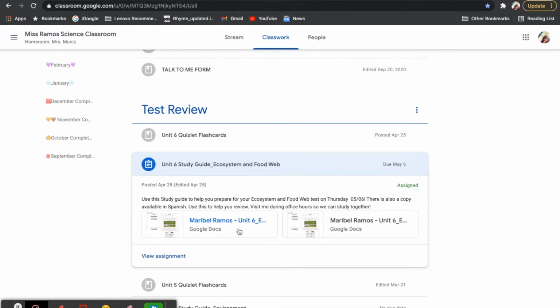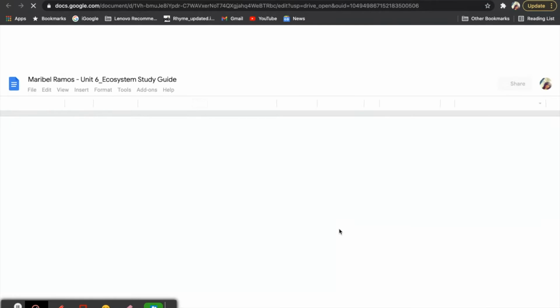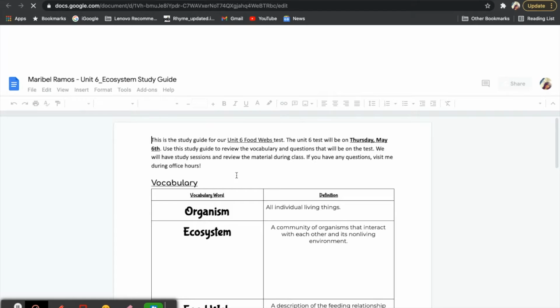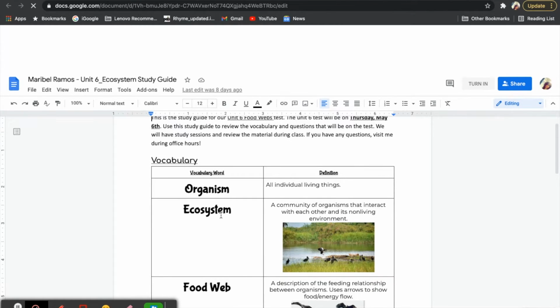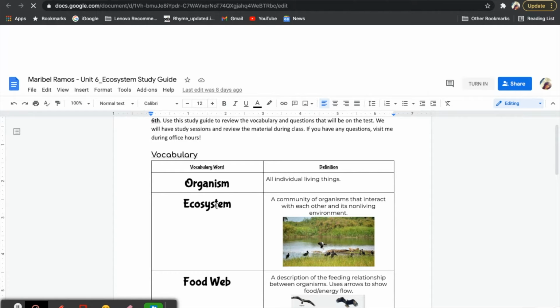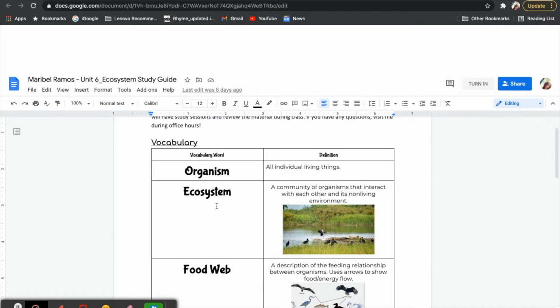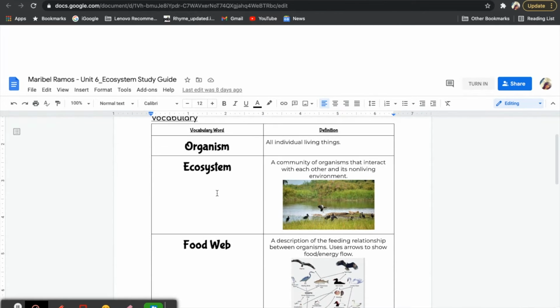There's a version available in Spanish and a version available in English. Let's look at the English version now. So this is the study guide for our Unit 6 Food Webs test. The test will be this Thursday, May 6th. Your job is to review these words so that you know what each of them are once you see them on the test. Let's start out by reviewing ecosystem.